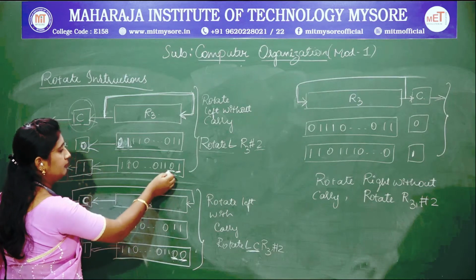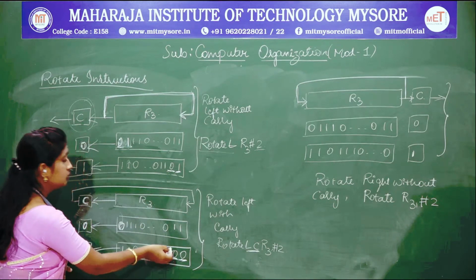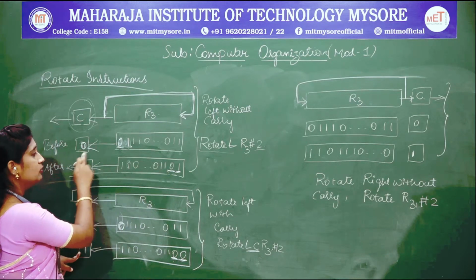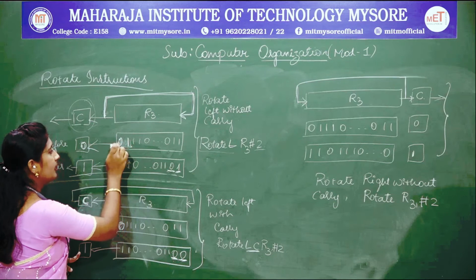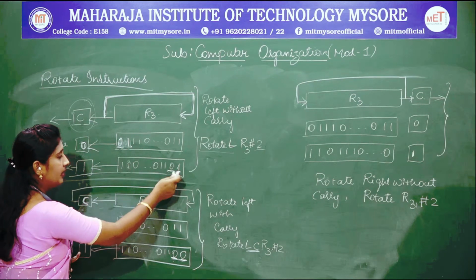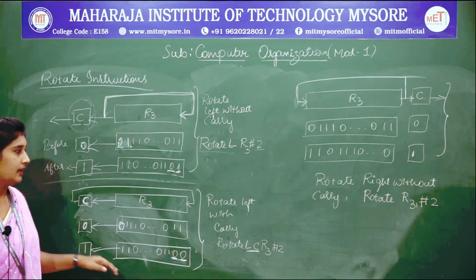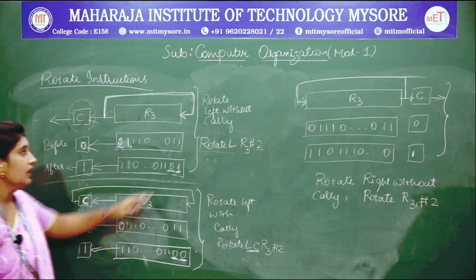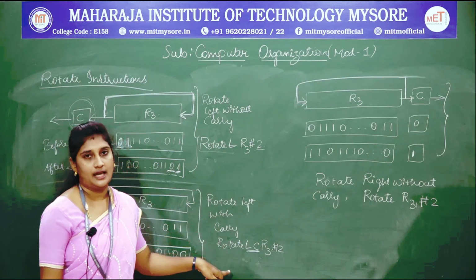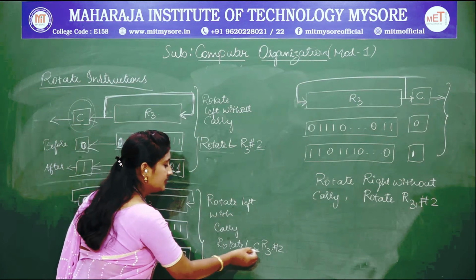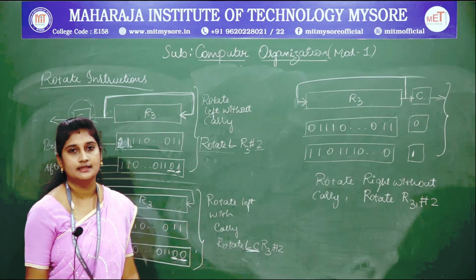What variation can I find here? Here I am including the carry bit, but there I am not including the carry bit, so I got the 1. But here this one is the operand which was specified here. But here I am considering the carry flag also. That is the difference between rotate left without carry and rotate left with carry. So if you need to specify with carry, you will specify it as LC.